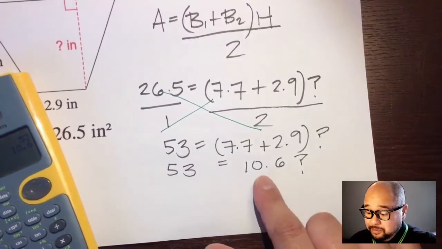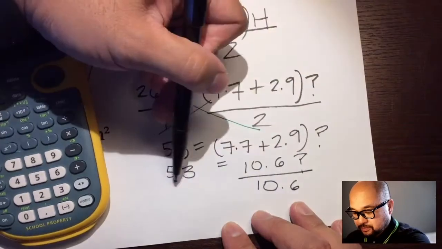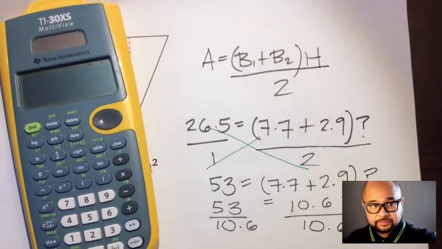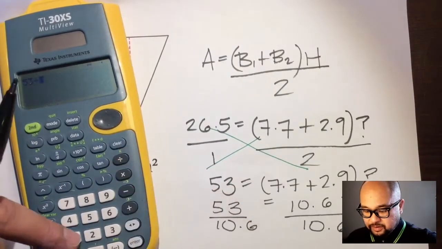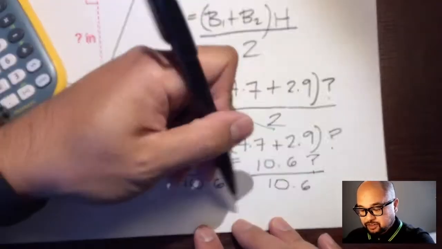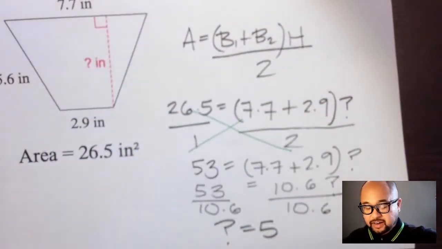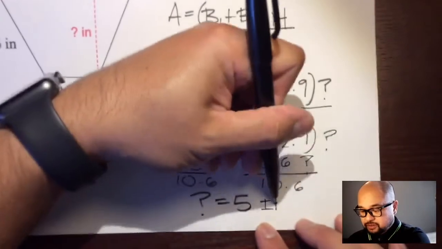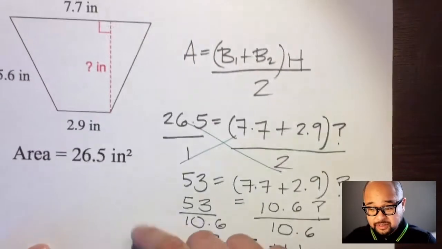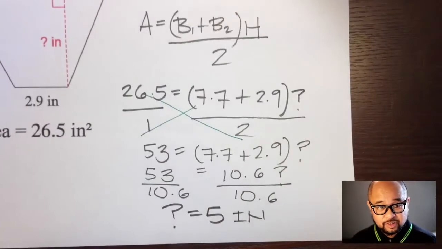And the last step, 10.6 times question mark. Opposite of multiplication is division. So our final answer would be 53 divided by 10.6 is, hey, look at that, 5. So question mark, our height, is equal to 5 what? Inches. And that's it. So to find the missing measurements, you just substitute what you have and then do some algebra to get what you don't have.